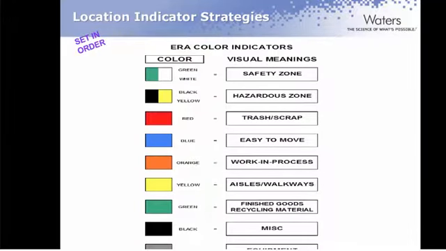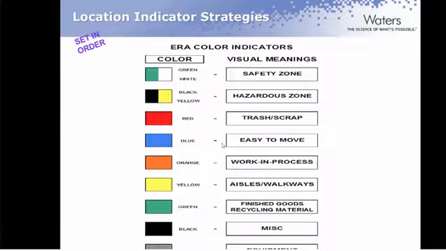When we talked about location indicators, again, there's no cut and dry. It's whatever your facility decides to do. But as you mark things, you want to make sure that everybody understands the color codes. Our color code was a safety zone. We're using tape that's green and white to represent safety zone. The black and yellow obviously is the hazard zone. Red is trash or scrap, so even our trash cans are marked on the floor red for scrap. Blue represents easy to move. Yellow is aisles and walkways. Green is finished goods. I'm not going to read through all of them, but you get the picture.